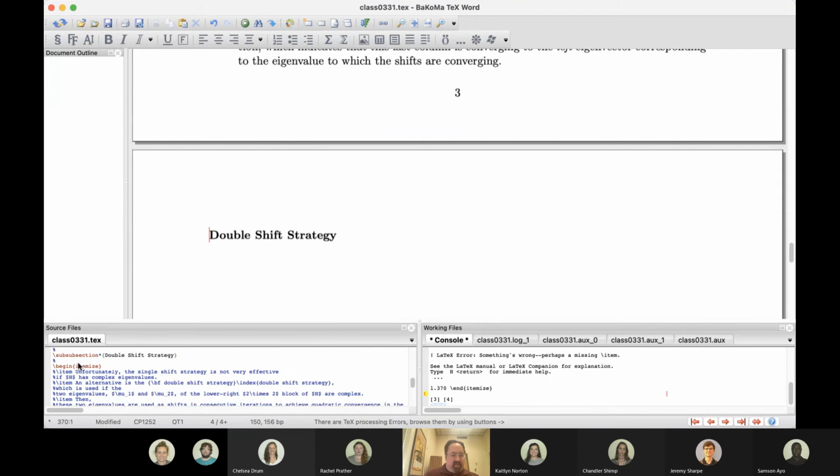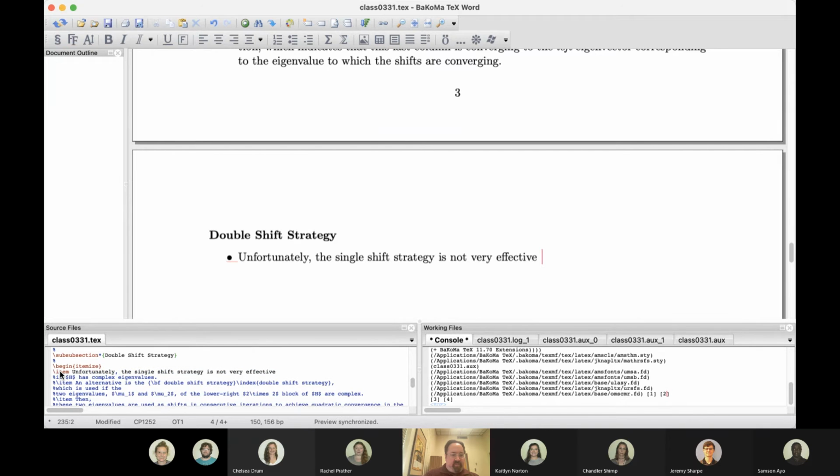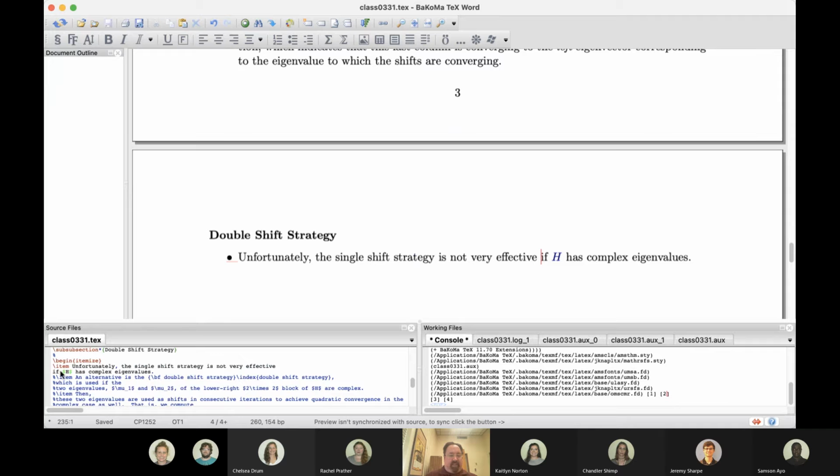Because, hold on. What if your Hessenberg matrix has complex eigenvalues? Then if you're choosing the nn element, which is real, to be a shift, it's not going to be close to one of these complex eigenvalues. You won't get that kind of convergence. So what can you do instead?